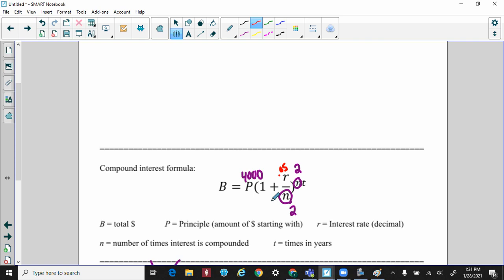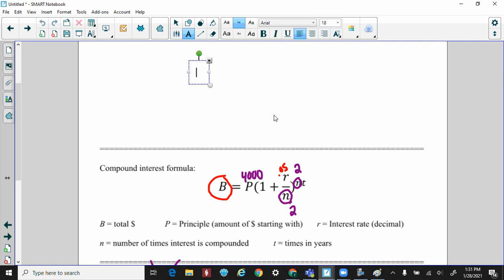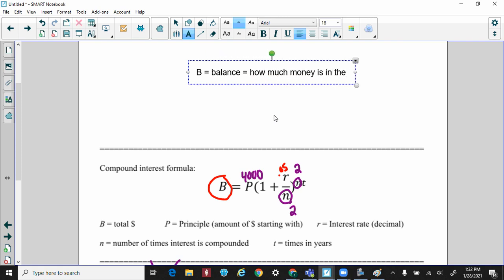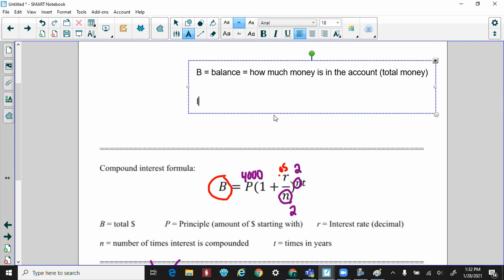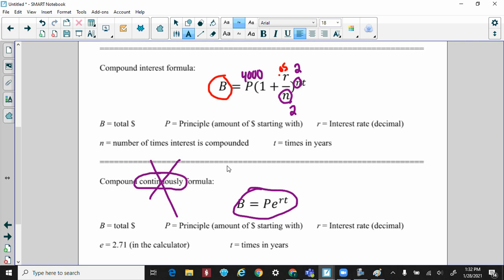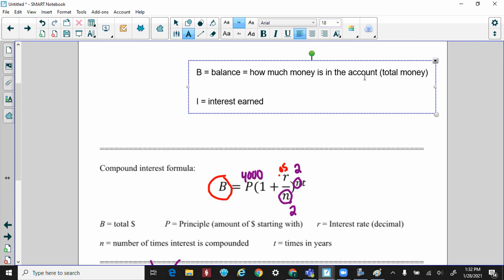Now, before we get started with this formula, notice how the formula starts with B. This is something you're going to have to remember. Whenever the formula starts with B, that means it's a balance, which means how much money is in the account, or in other words, the total money. If the problem ever starts with an I, that means interest earned. Notice that both of these two formulas start with B, so when you press enter, it gives you the total money.